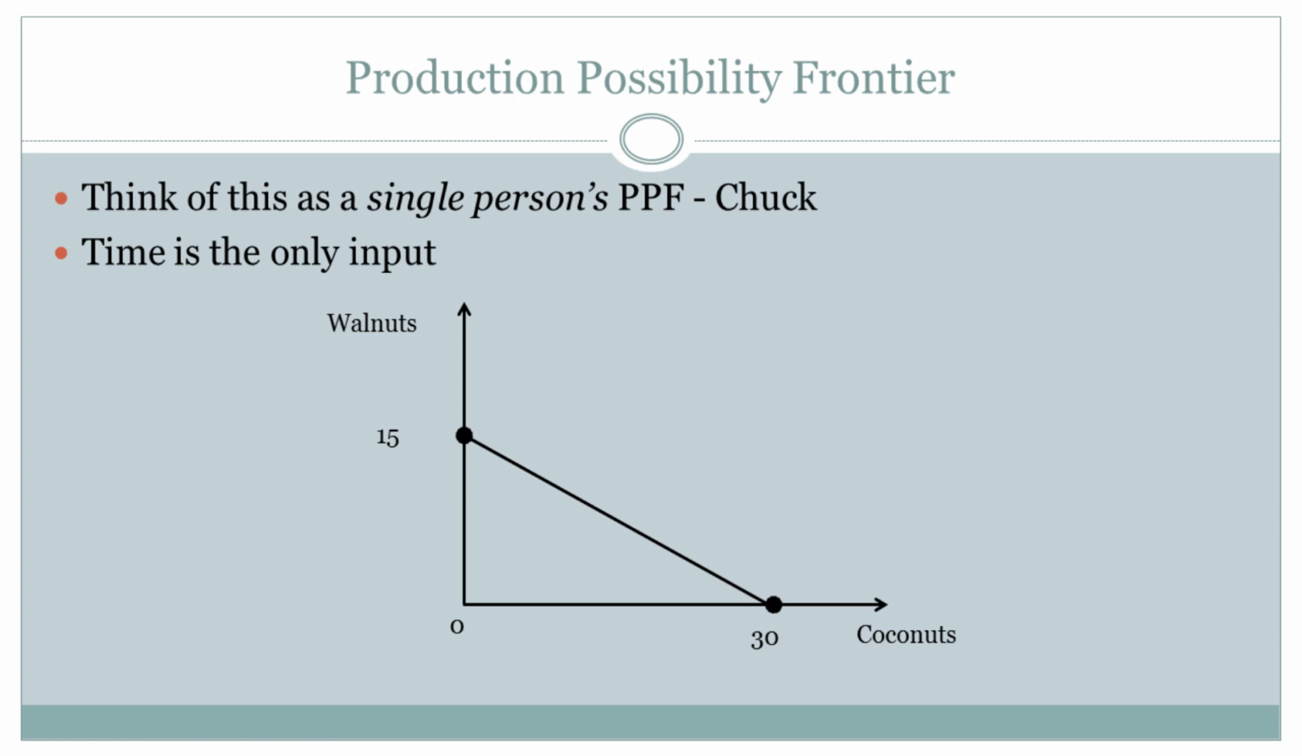We have walnuts and coconuts on the y and x axis respectively, describing how many coconuts and walnuts he ends up with. And if he spends all of his day collecting walnuts, he collects 15 walnuts, and so we put on the y axis a 15 because that is the most that he could possibly collect of walnuts, right? If he's already spending all of his time on walnuts, he can't spend any more. Similarly, if he spends all of his time collecting coconuts, he can collect 30 coconuts. So we put a 30 on the x-axis because that's the most that he could get of coconuts.